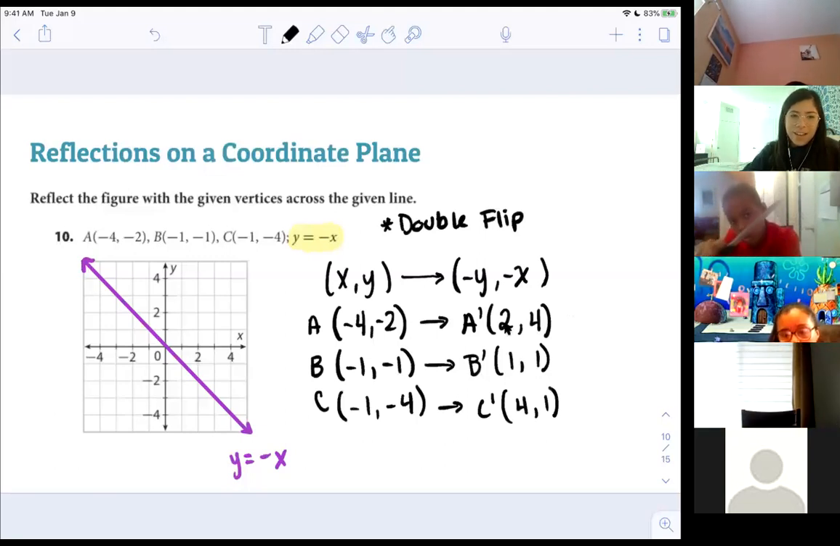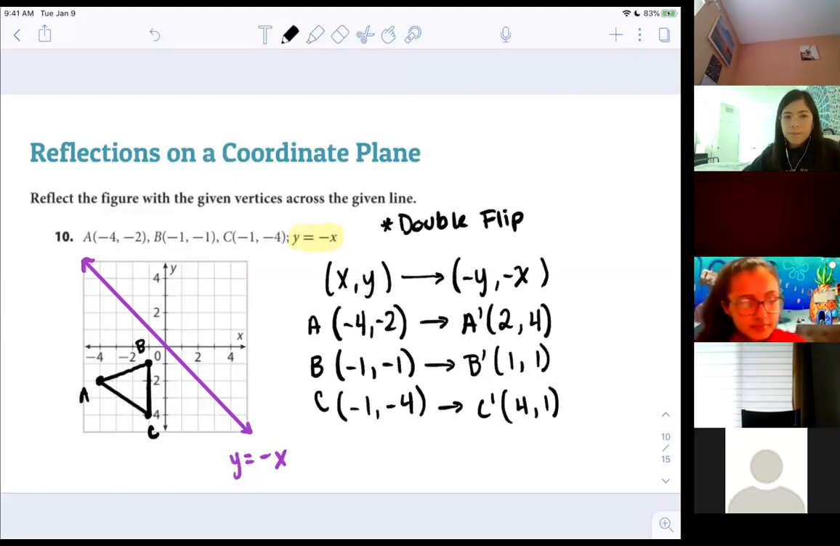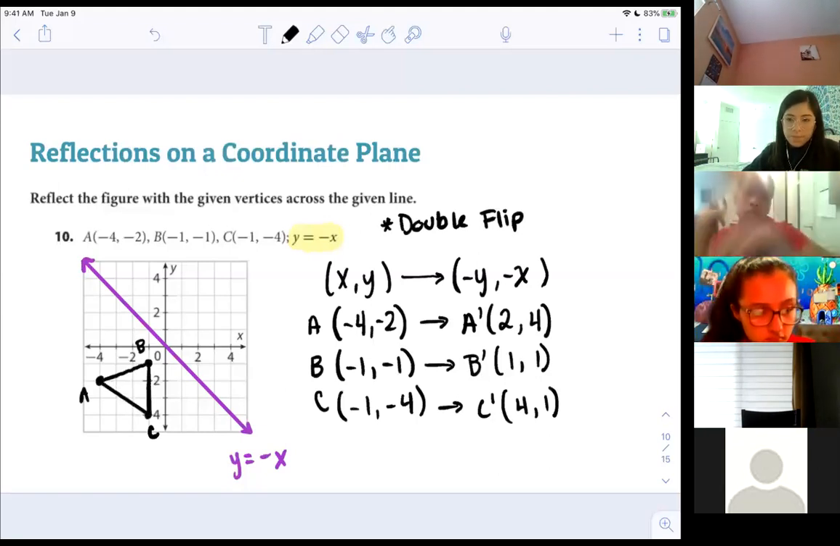All right, now let's go ahead and graph this. So starting with my pre-image, -4, -2, -1, -1, -1, -4. And which quadrant is it going to end up in? Anyone can answer this one. Is it quadrant 1? Yeah, quadrant 1, exactly.